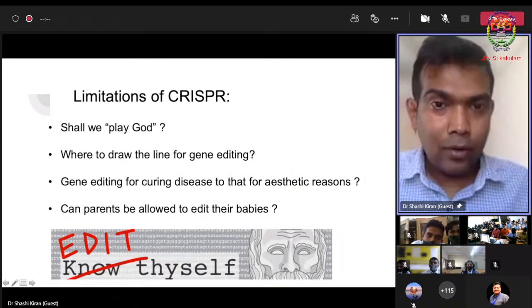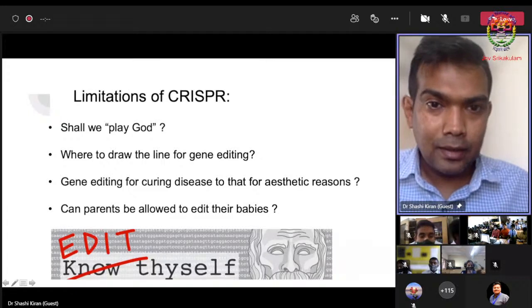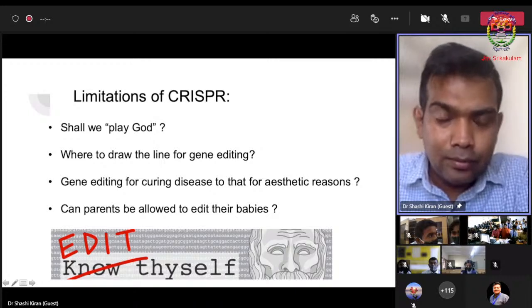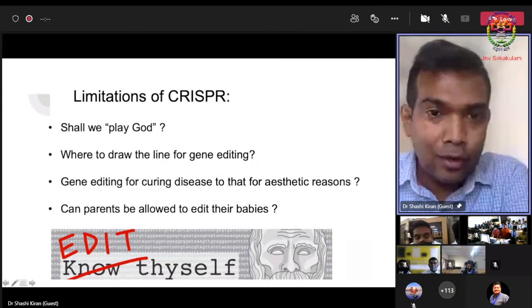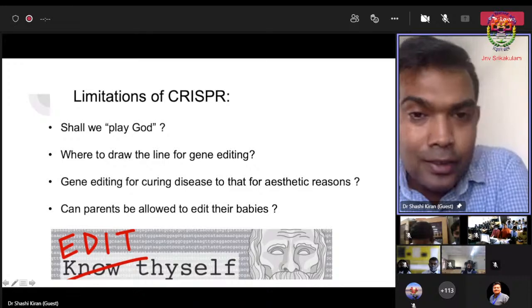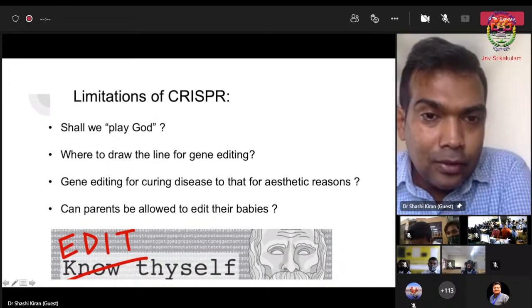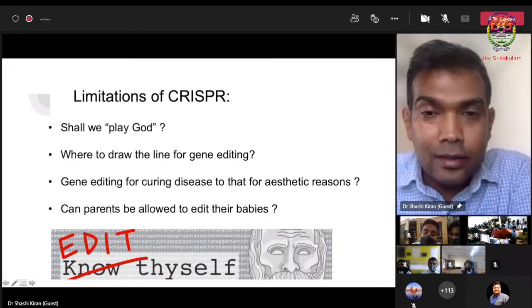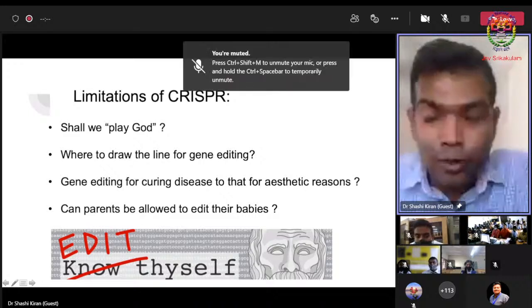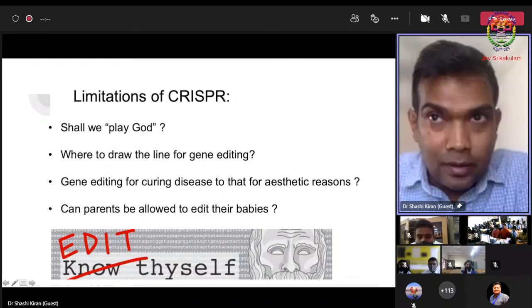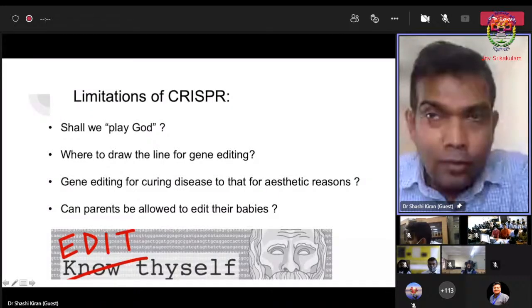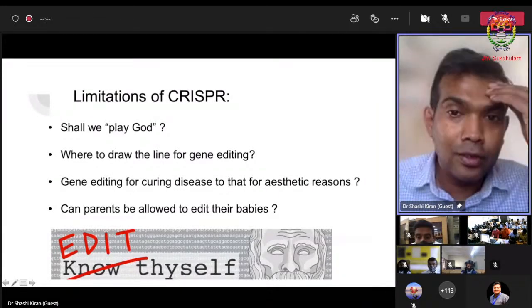However, although we have got the tool, the major hurdle now is, should we edit our genome? Like, should we play God? What makes us human is our genes, right? So should we start editing it? That's a very vital question, which all the policymakers and big leaders are debating. Should we use this tool for editing? And if we want to use it for editing, where should we draw the line for gene editing?